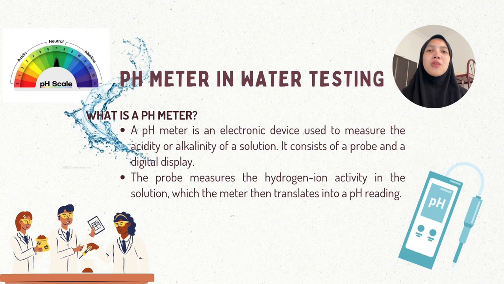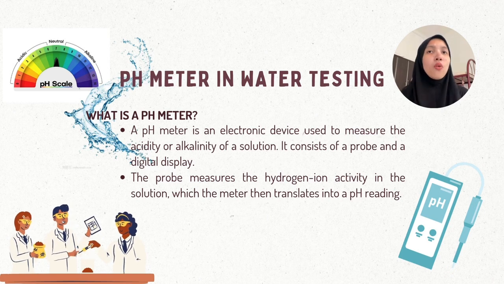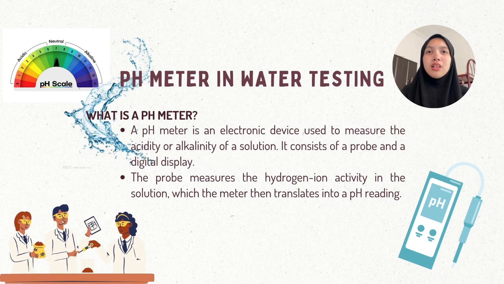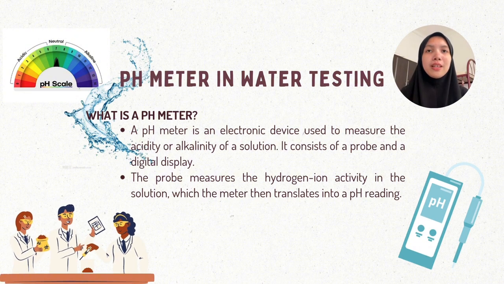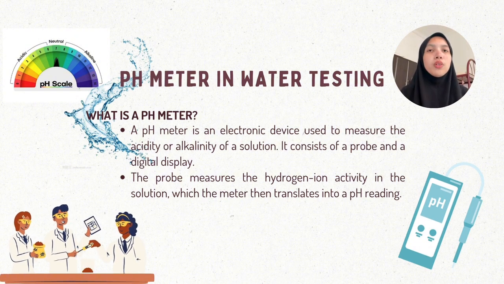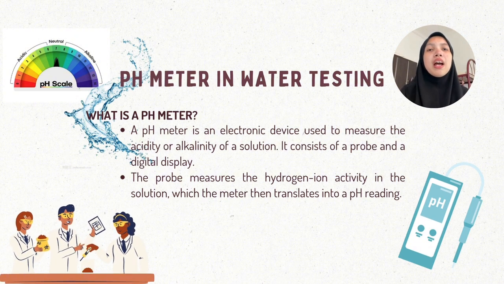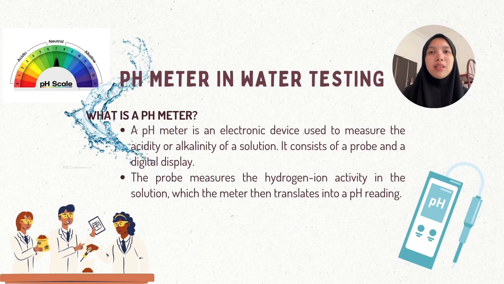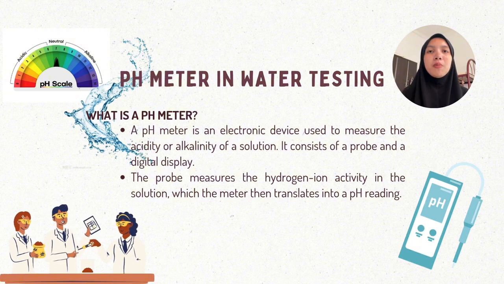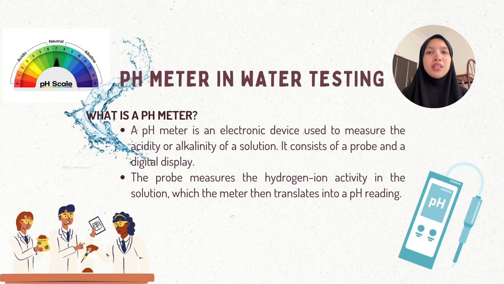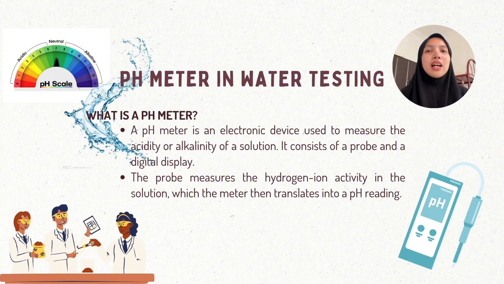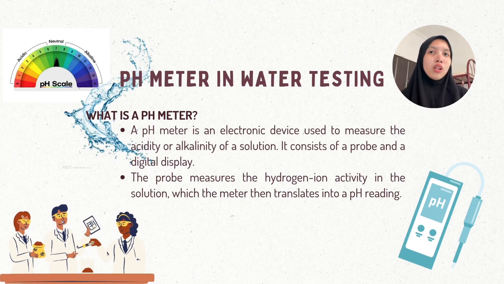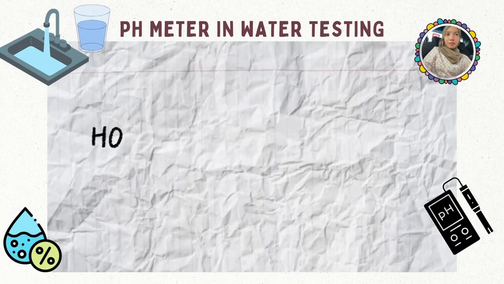Now, as we already know about pH, let's talk about the pH meter. What exactly is a pH meter? A pH meter is an electronic instrument that is used to measure the pH of a solution accurately. It consists of 2 main parts, which are a probe and a digital display. The probe is placed into the water sample where it detects the hydrogen ion activity. The meter then converts the information into a pH reading shown on the display. In water testing, a pH meter provides fast and reliable results, making it an essential tool for monitoring water quality.